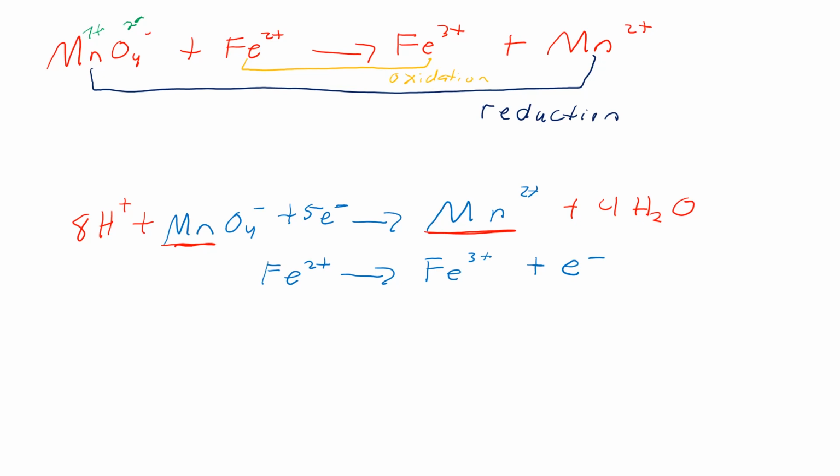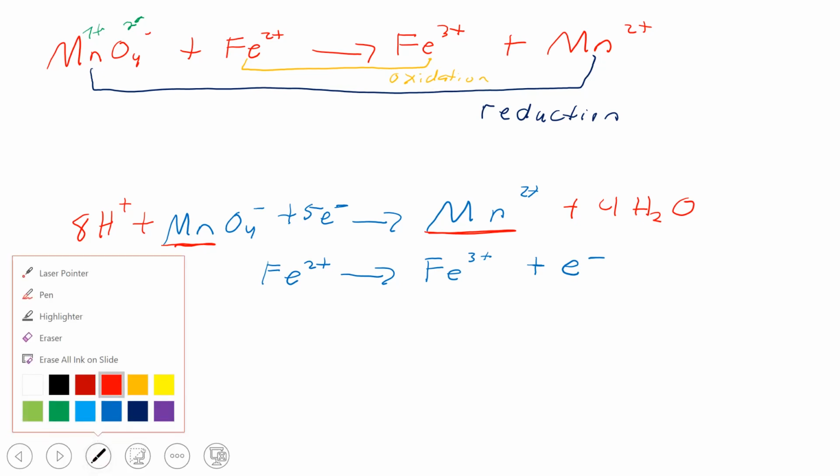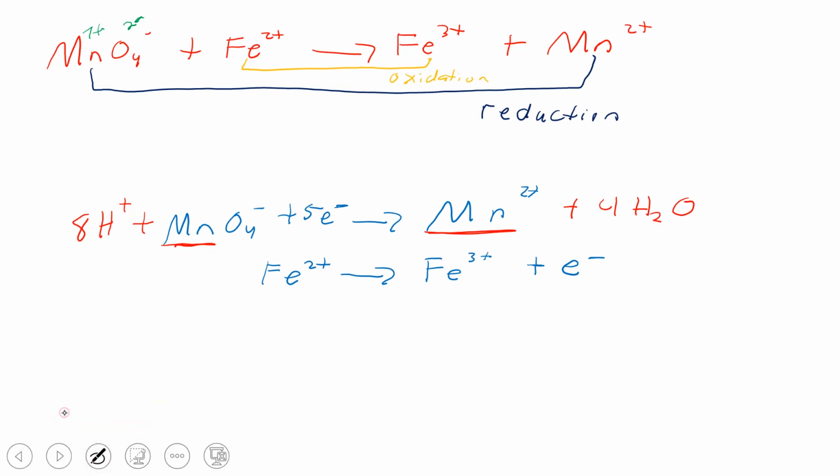Now the next thing that we need to do is add these reactions back together. To do that, the total number of electrons needs to be the same in our reduction half reaction and our oxidation half reaction, because we have to be able to cancel out the electrons. The overall cell reaction should never have electrons in it. So we're going to multiply the second reaction times 5 so that we will have the same number of electrons.